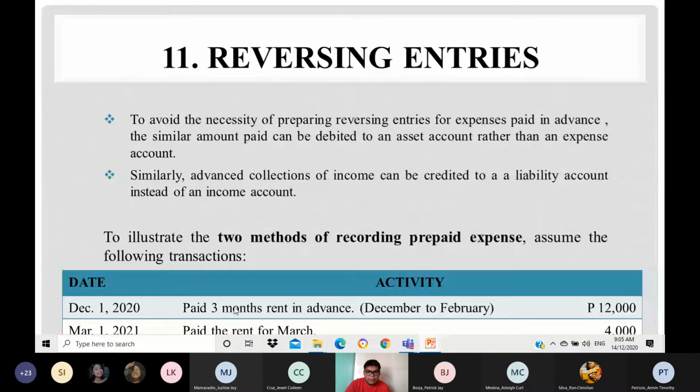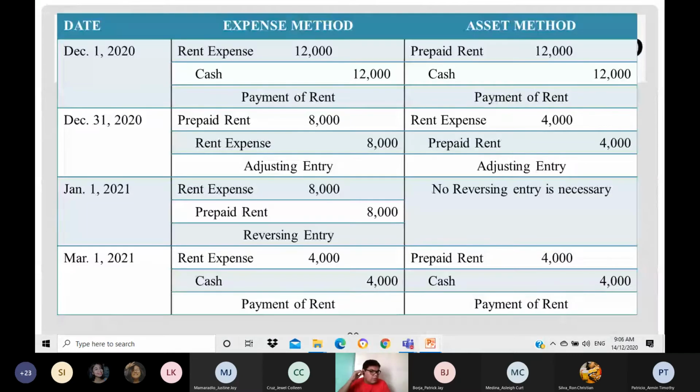And then by March, you paid the rent for March. So you have two methods, which are the expense method and the asset method.